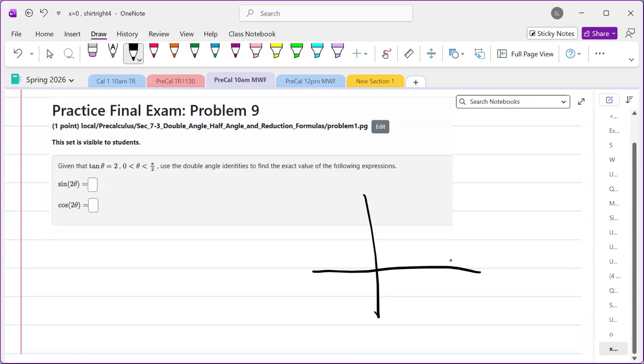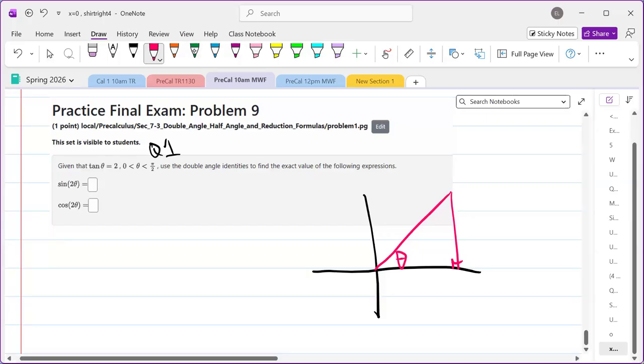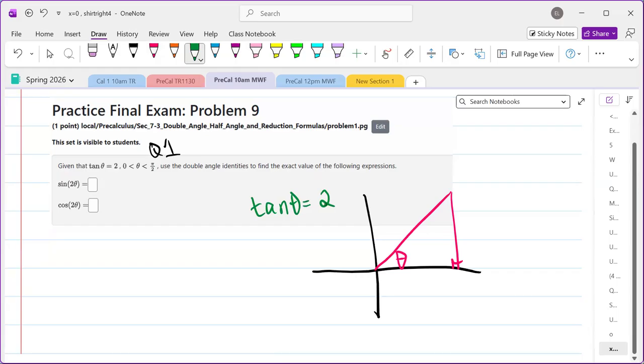But starting it out, they go to the effort to tell us it's in quadrant 1. 0 to pi over 2, 0 is the positive x-axis, pi over 2 is the positive y-axis. So in between those two is somewhere in quadrant 1. There's our theta. So when we're told the tangent of theta is 2, well, we got to remember what we know about tangent.